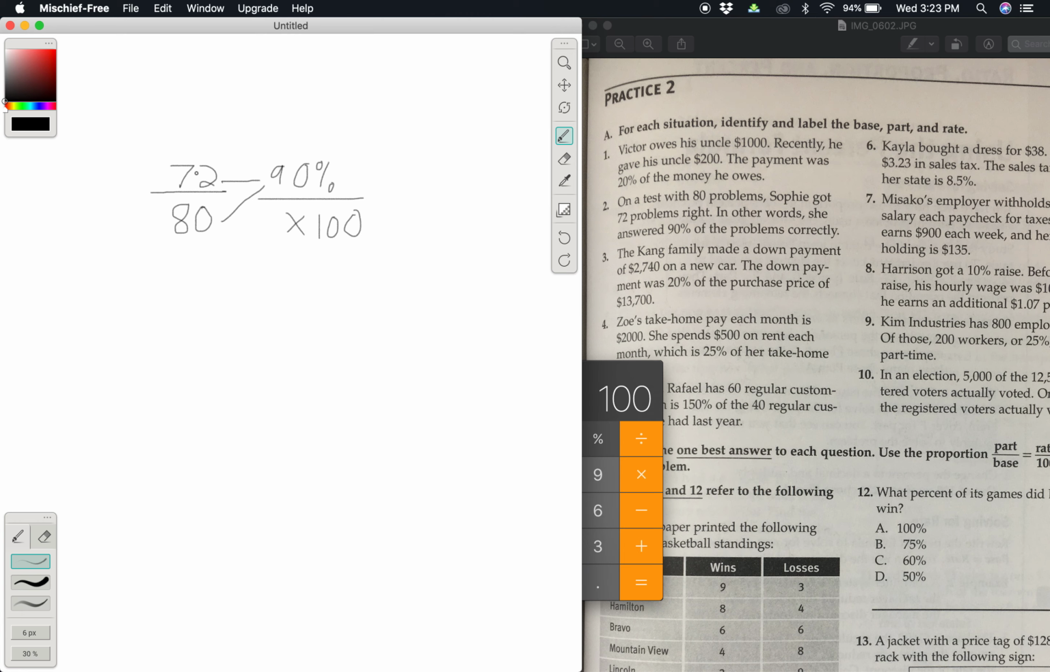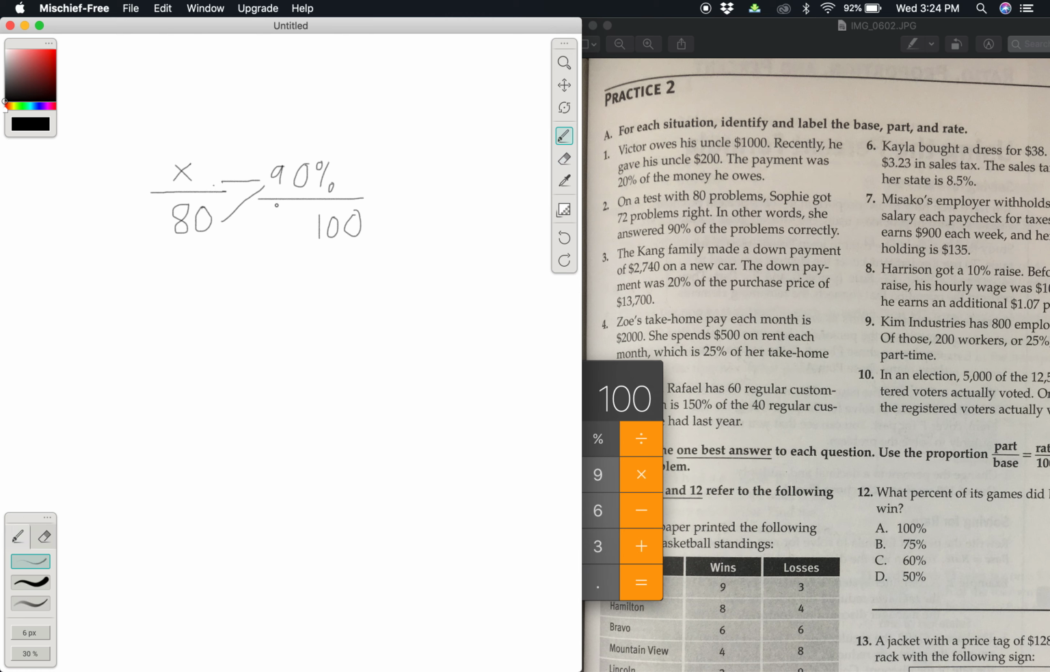Say we were missing the 72. Let's erase this. Doing the same thing that I just said would give us the 72. So we're missing 72, but we do know the 100. So multiply diagonally towards, actually, yeah, this would now be the side with the x, or missing variable.